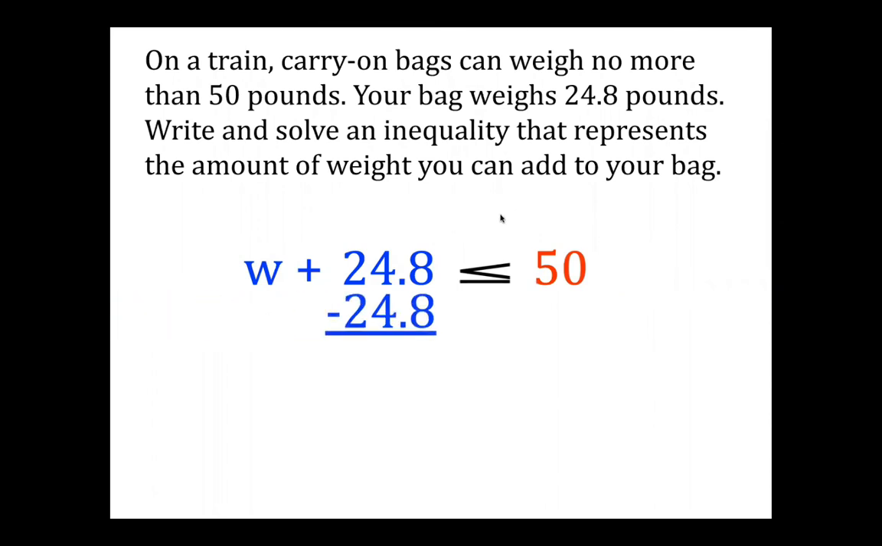Now that we have our inequality set up, go ahead and solve for W by doing inverse operations. Subtract 24.8 from both sides, and 24.8 cancels. You're left with W is less than or equal to 25.2. This is your final inequality. So the amount of weight you can add to your bag can be less than or equal to 25.2.